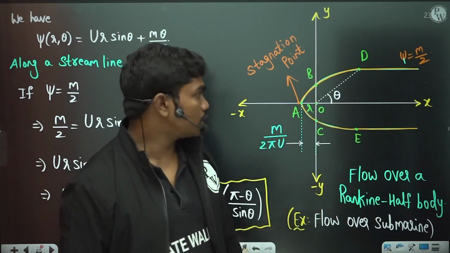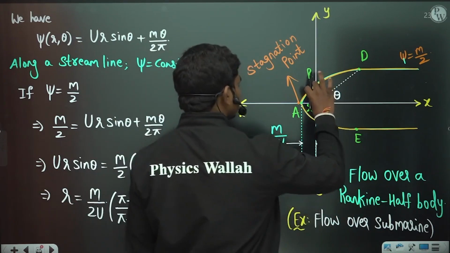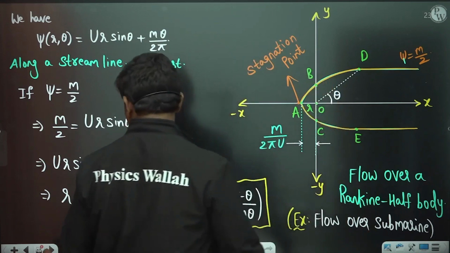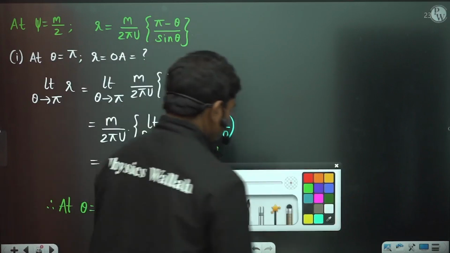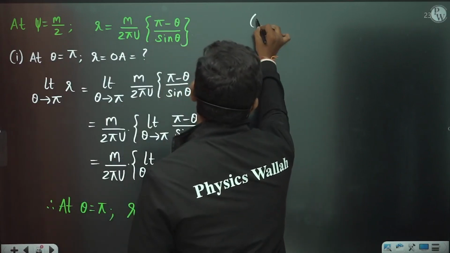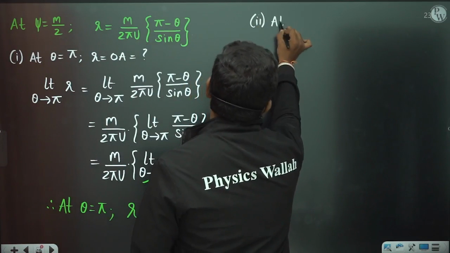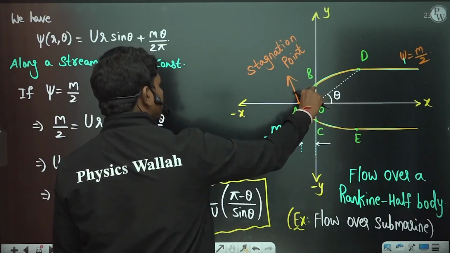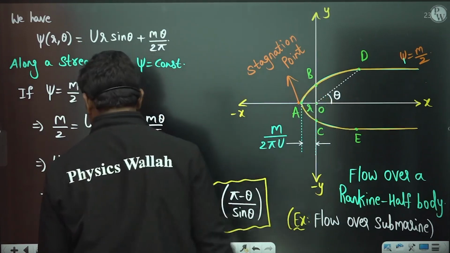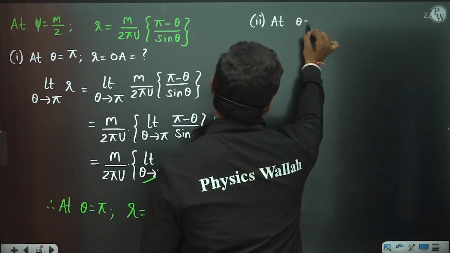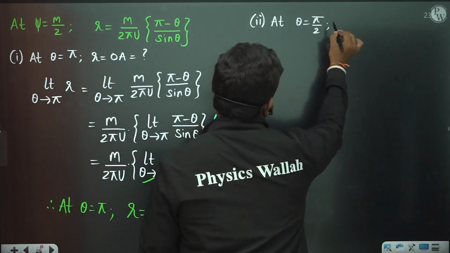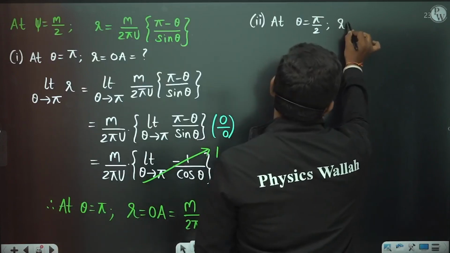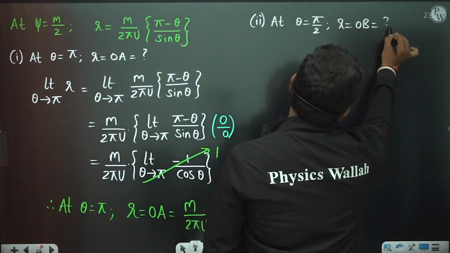Okay, now one more thing, what about here at this location? At this location OB, what is OB? Okay, so case 2 for example, the second location, at theta equal to pi by 2, because this OB is nothing but, when you rotate this line, this R, you have to put theta equal to pi by 2. So at theta equal to pi by 2, what is this length R? OB is how much? Let us see.